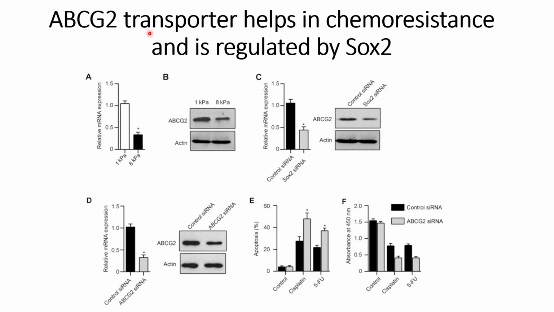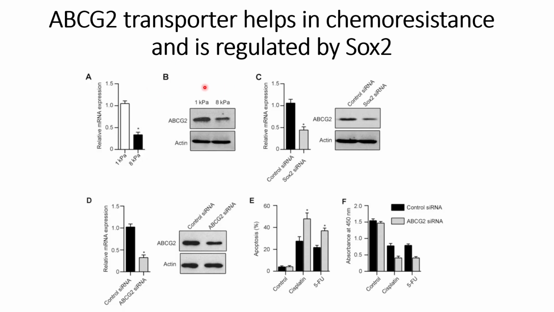And in these laryngeal cancer cells, they saw in the literature that it could be the ABCG2 transporter that plays that role. So first they check whether this ABCG2 transporter is related to Sox2 or not.